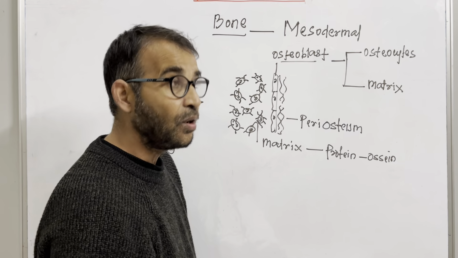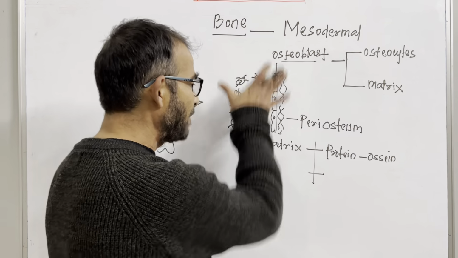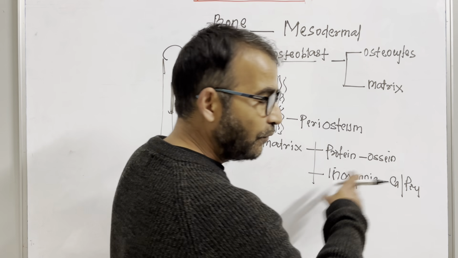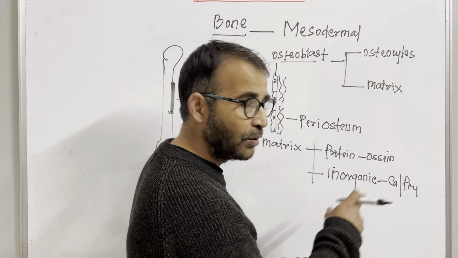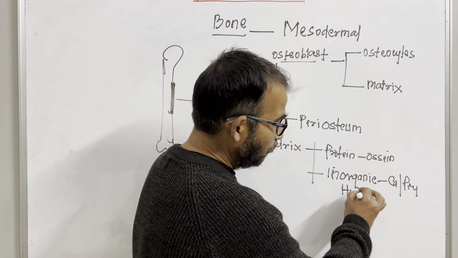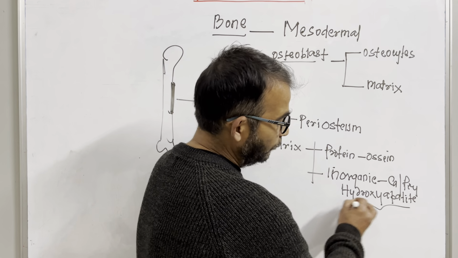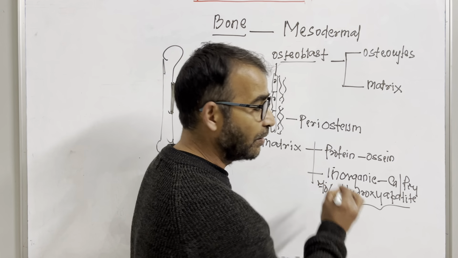Then this matrix also contains inorganic substance, about 70% of it. These inorganic substances are added to the bones, and this is calcium and phosphate, called hydroxyapatite. Calcium hydroxyapatite. The formula is Ca10(PO4)6(OH)2. This is hydroxyapatite. Basically, it constitutes 70% of the bone. 70% of the bone is mineral.